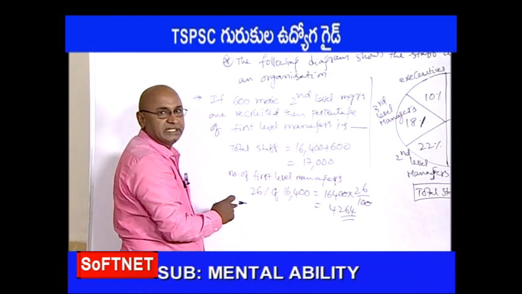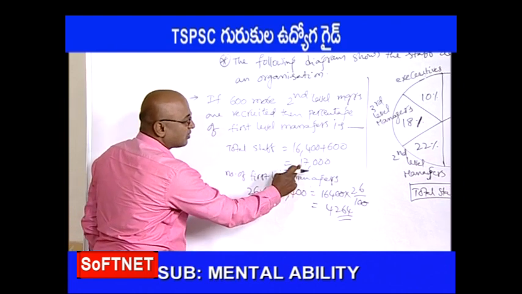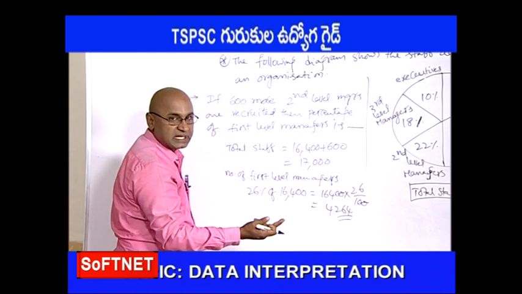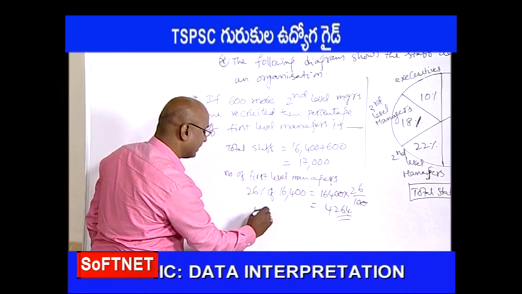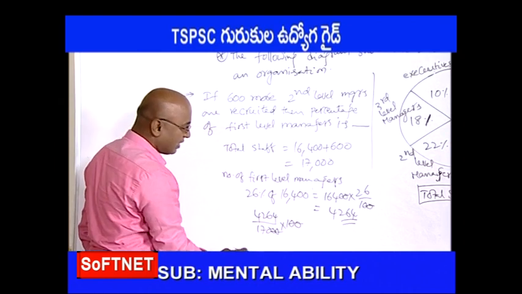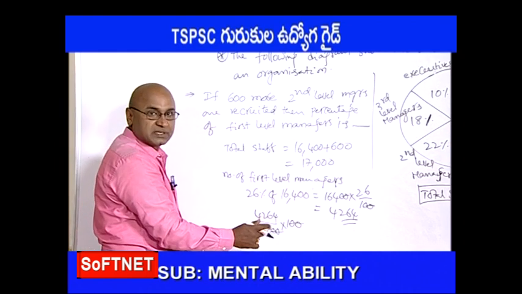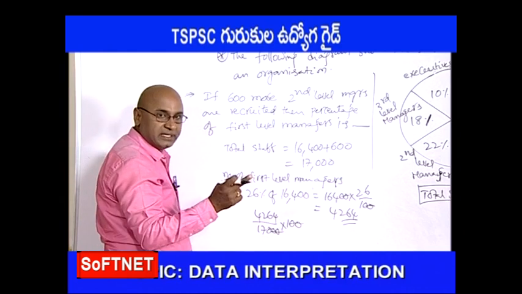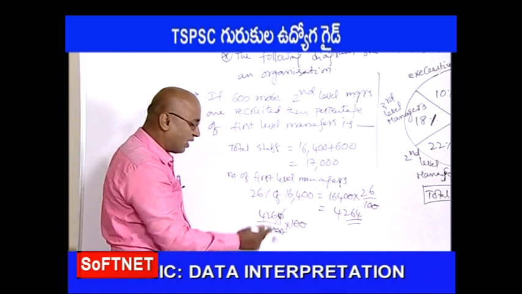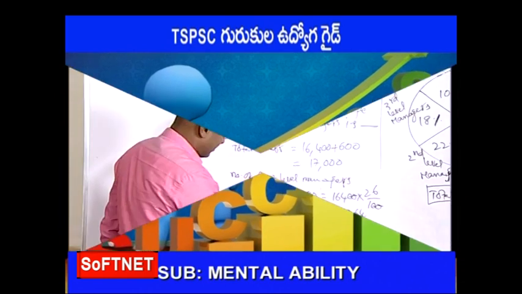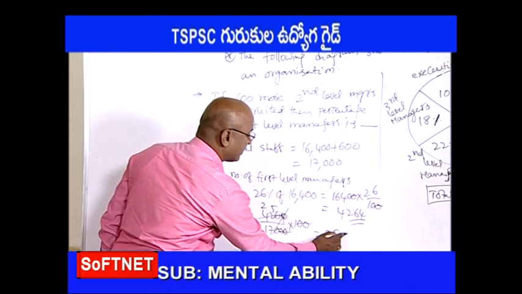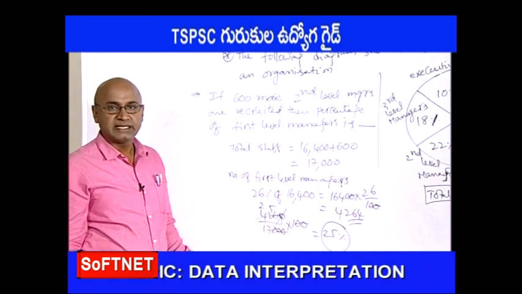Now, what is the percentage of 4,264 out of 17,000? Suppose 17,000 is 100%, then 4,264 is how much percent? So 4,264 by 17,000 into 100. If the problem is like this in competitive exams, time is the most important criterion, so to find the value, just make the ones digit 0 and cancel. Now 426 by 17. 17 2s are 34 and 17 5s are 85. So it is approximately 25%. So the answer is 25%.